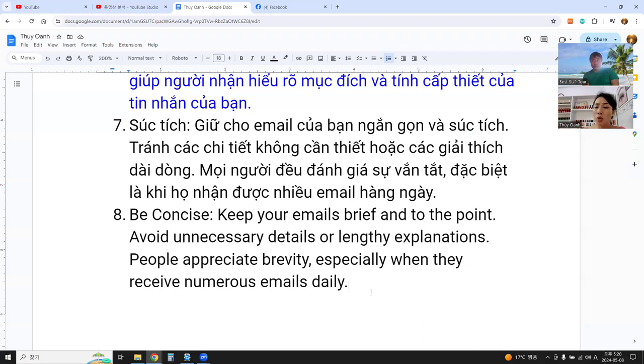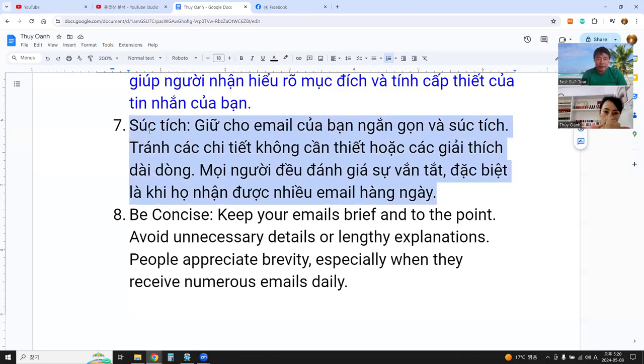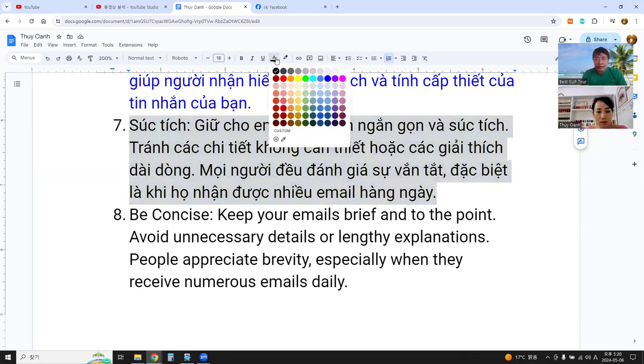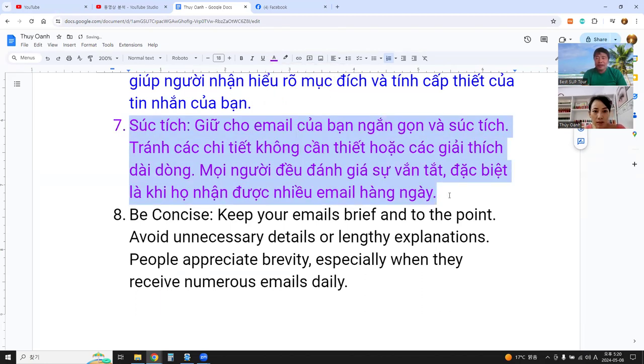And number two, usually we get an email and we need to answer, to reply. Be concise for the email. To understand this, can you read it and then I will follow you?